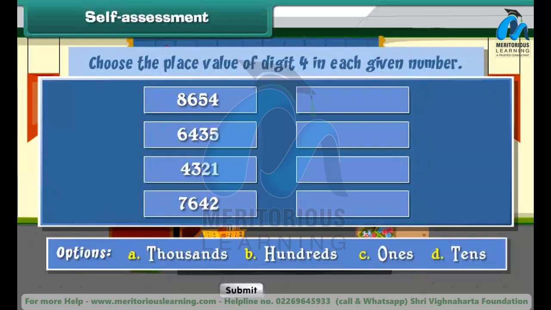Self-assessment. Let us check what you have learned. Choose the value of digit 4 in each given number.